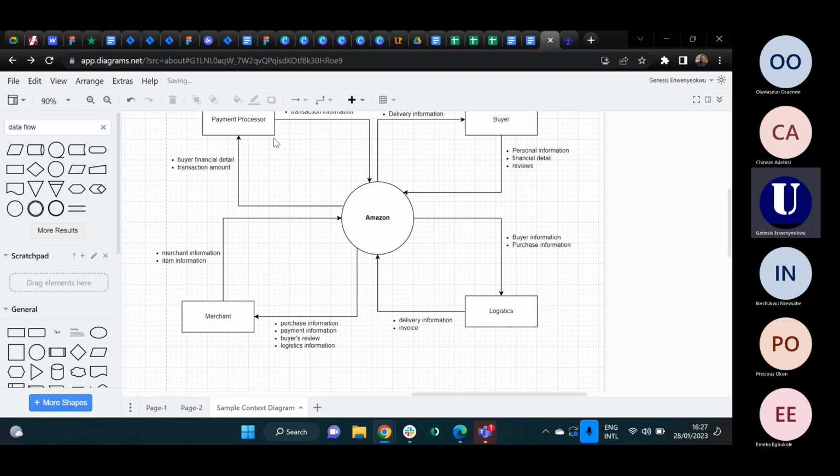Amazon might decide to use this payment processor to process the payment of the logistics, or to use another medium to process the payment for logistics. So it all depends. Nice one. Invoice is part of the things that logistics can also send to Amazon.